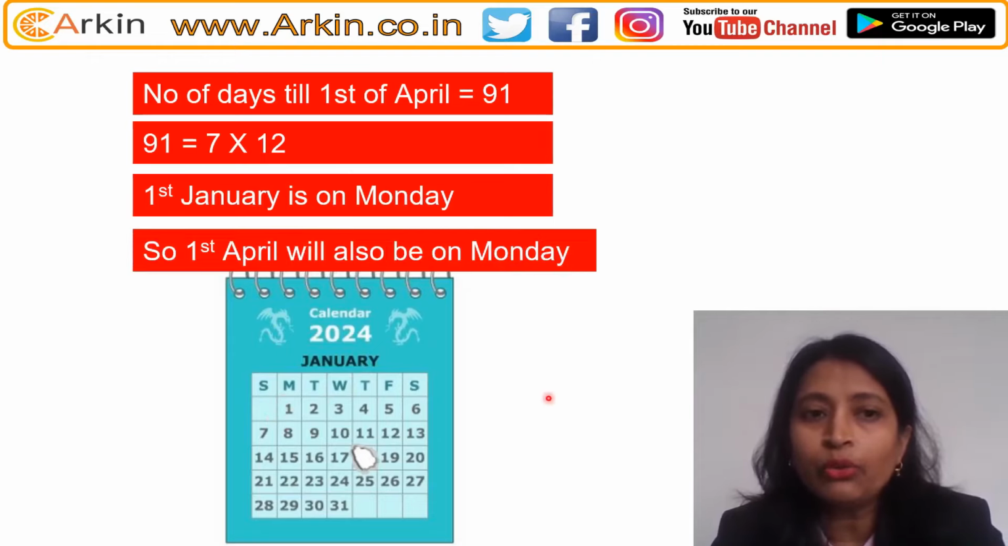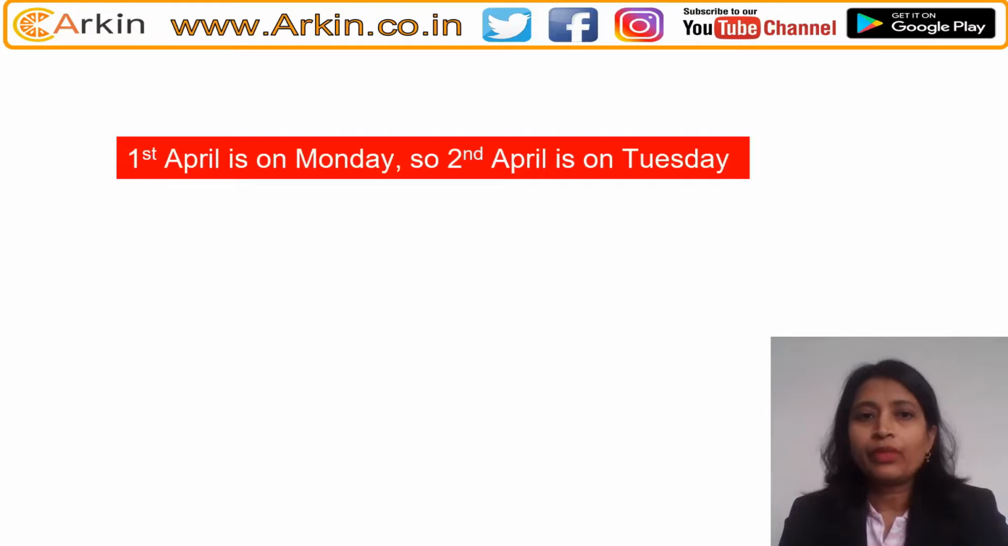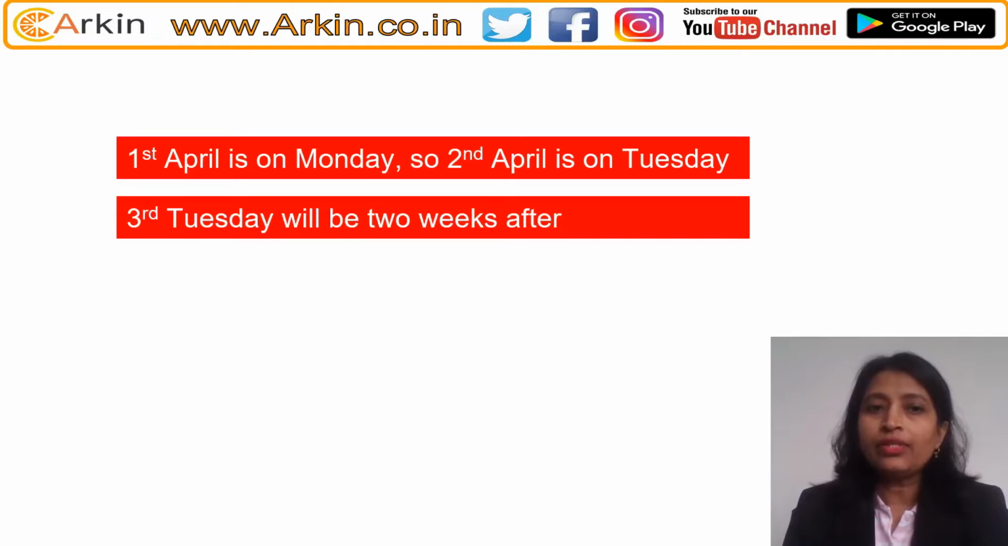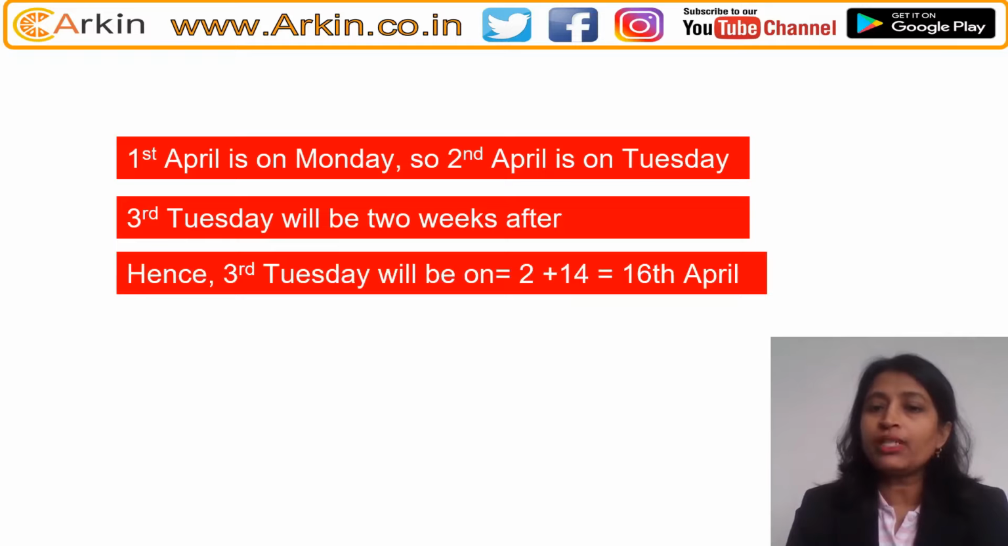So now we know that 1st April is on Monday, but what we have to find out is the date on the third Tuesday. So 2nd April is on Tuesday, right? The third Tuesday will be 2 weeks after. What does it mean? 2 weeks is 14 days. So the third Tuesday will be 2 plus 14, that is 16th April.